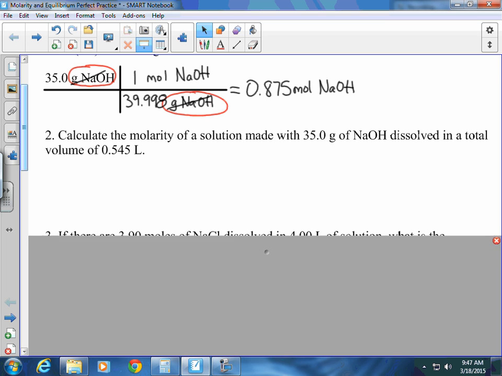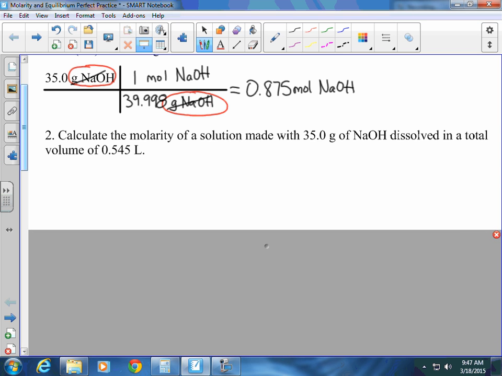So looking at how we solve this problem, first off, we can list out our given. Okay, so we know that we have 35.0 grams of sodium hydroxide. We have a volume of 0.545 liters, and our unknown is molarity. The equation for molarity is equal to the number of moles divided by the volume.